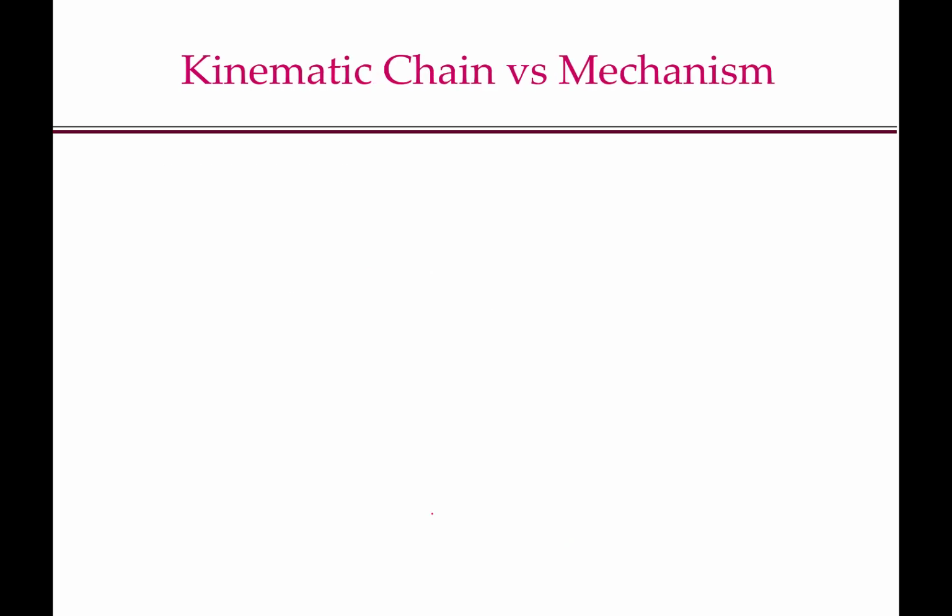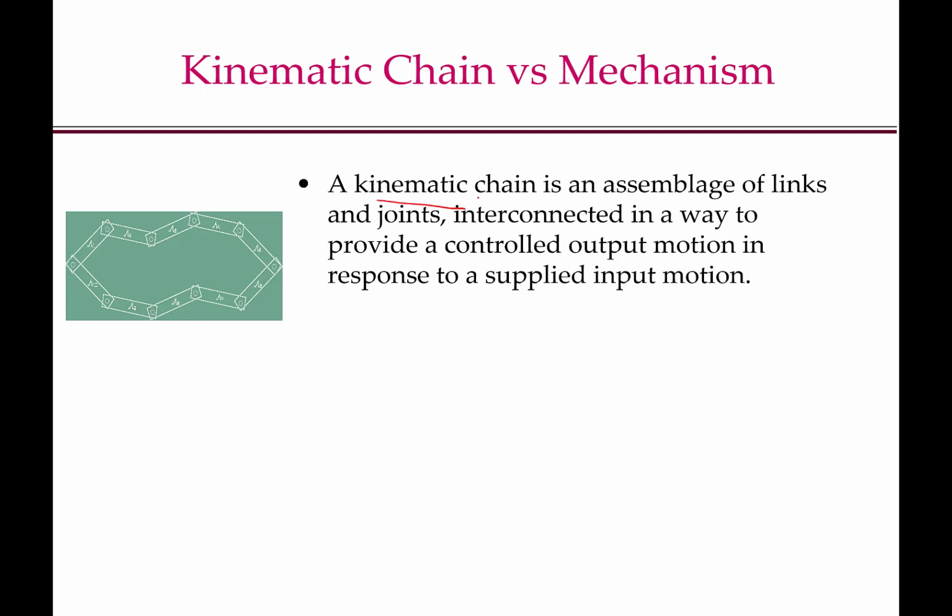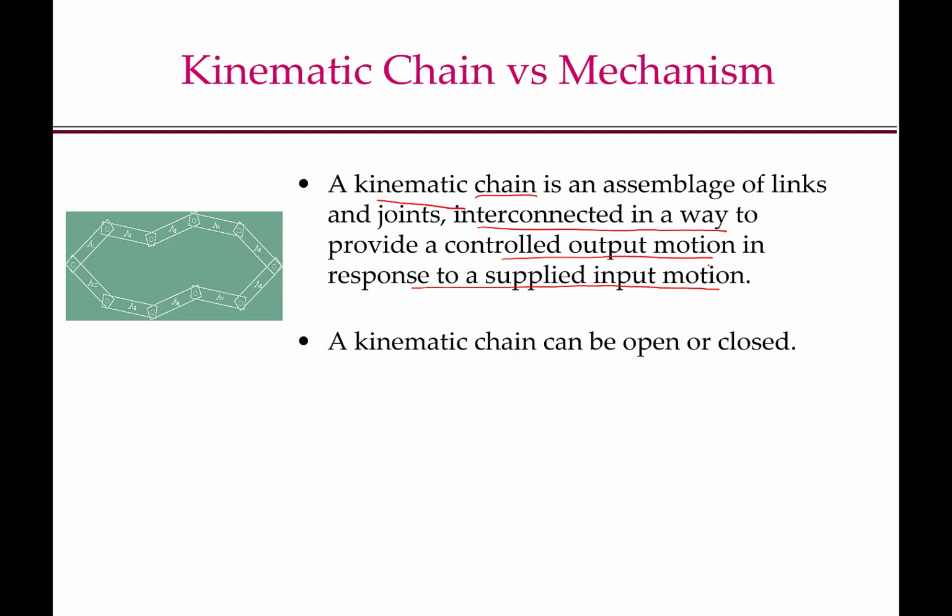There is another term that is frequently used, which is a kinematic chain. A kinematic chain is an assemblage of links and joints, and they are interconnected in a way so as to provide a controlled output motion in response to a supplied input motion. So the key features are that there are rigid bodies or links that are connected to each other by joints. For example, if you think of any door in your house or in your room, it is an example of a kinematic chain. There is a hinge joint and there is the body of the door. And the hinge joint is constraining the motion of the door. You supply an input motion at the handle of the door and there is a controlled output motion. The door opens.